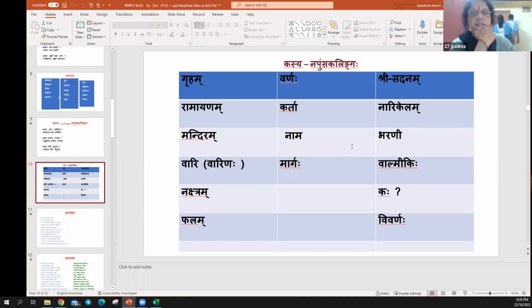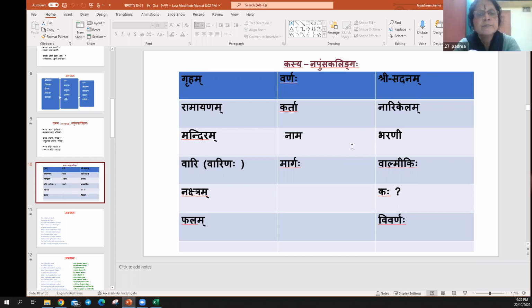Ramayanam. You have to, with Kasya, frame questions. Okay. Kasya karta. You don't have to frame the question. You can answer directly. Pick one of those words and then match the following and make a sentence.